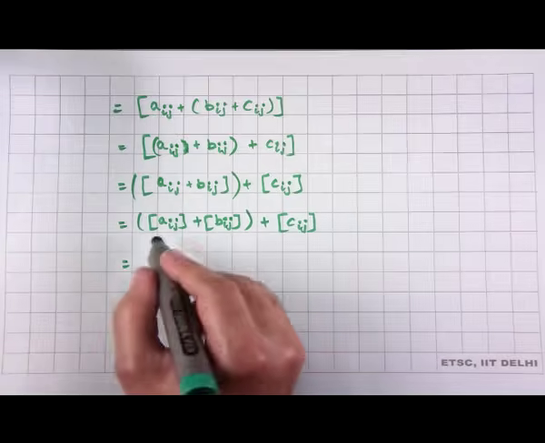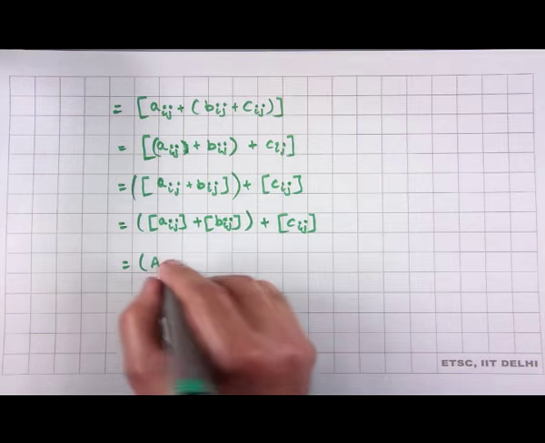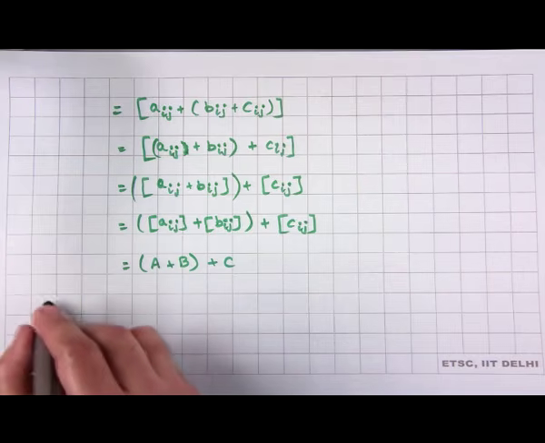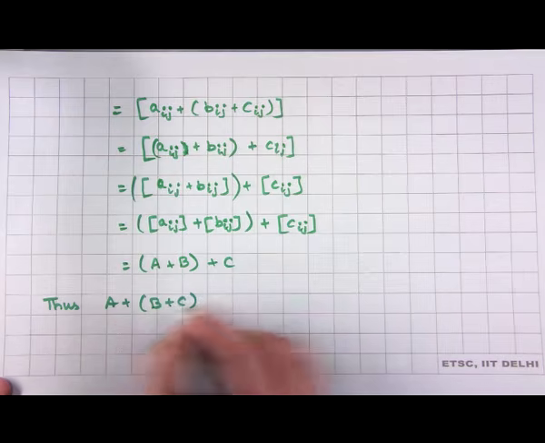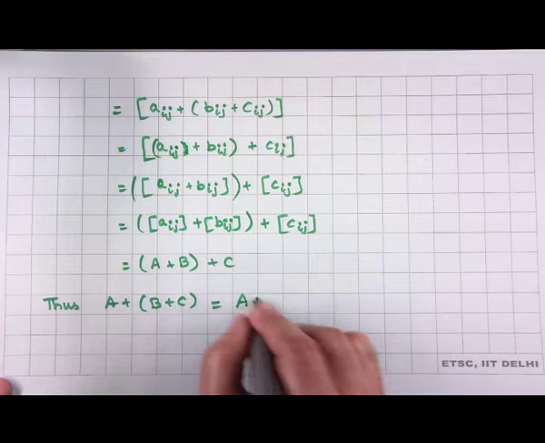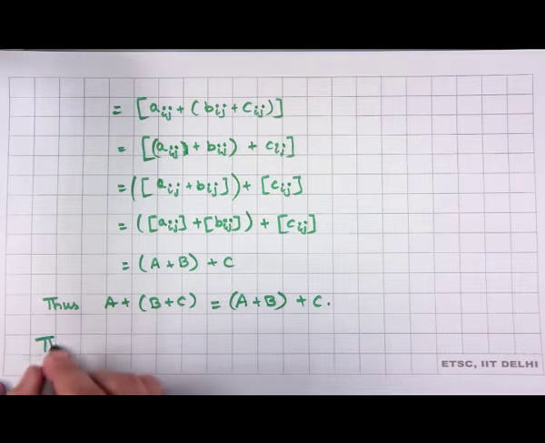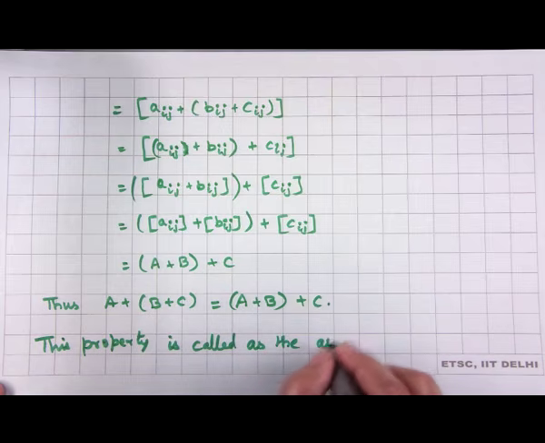If you write out what these are, the first one, the matrix with entries a_ij, is the matrix A, the second one is the matrix B, plus the matrix C. Thus, A plus (B plus C) is equal to (A plus B) plus C. So, this property is called the associative property.